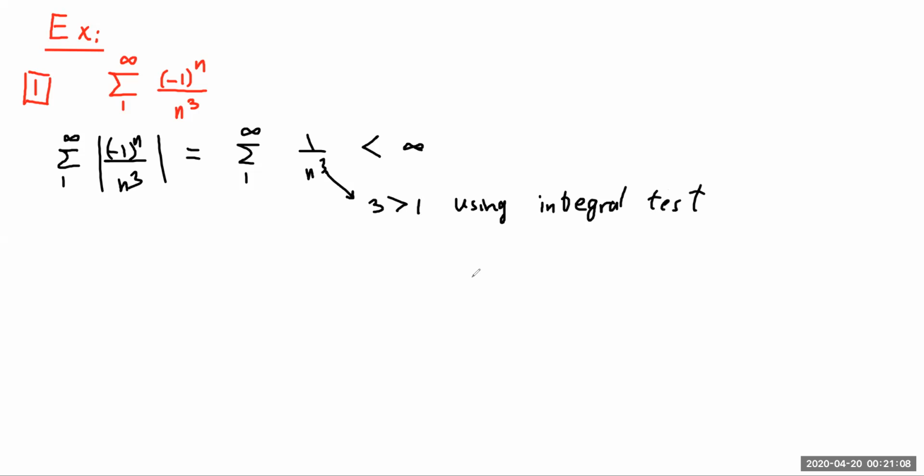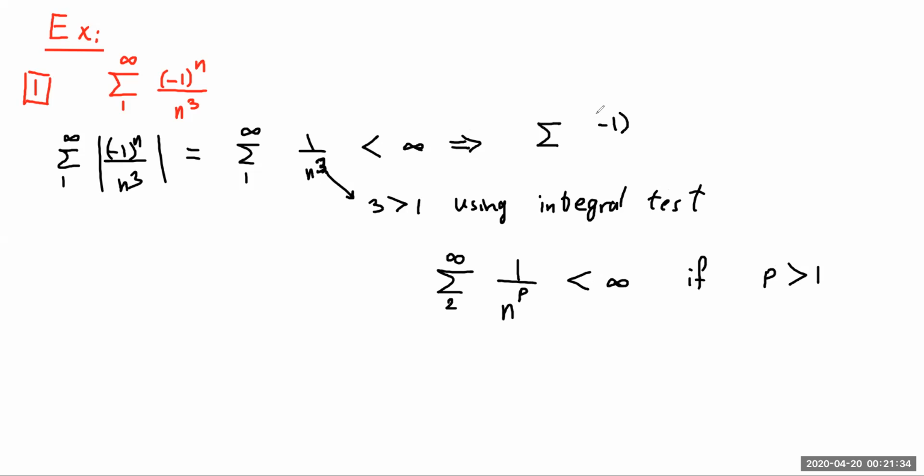Let's remember the rule. What was the rule? Sigma 1 over n power b always converges, from any number, 1 or 2, at the beginning to infinity, if this b is greater than 1. So now this number 3 here is greater than 1, so it converges. So my series sigma minus 1 power n over n power 3 converges absolutely.